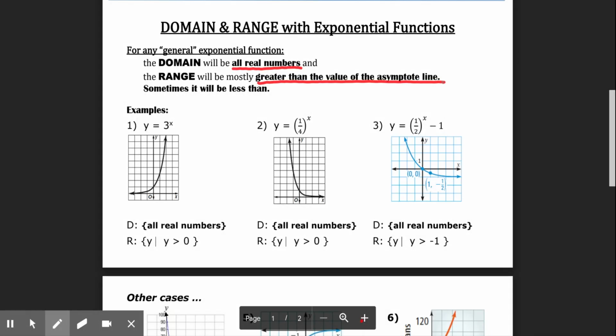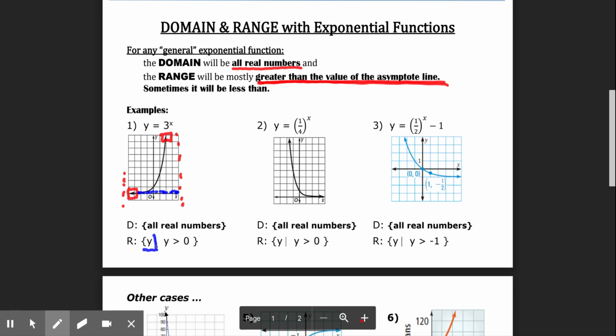So if you look at example 1, y is equal to 3 raised to the x power. The domain, the big thing is that you have the arrows here. So there's never going to be a starting point or an ending point. So it's all numbers. Your range, just like they said, most of the time will be greater than the value of the asymptote. The asymptote is where it levels out, which in this situation is y equals 0. So you would read this as y, that vertical line means such that, y such that all y values are greater than 0.